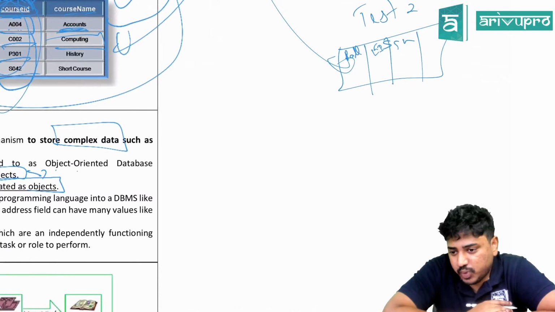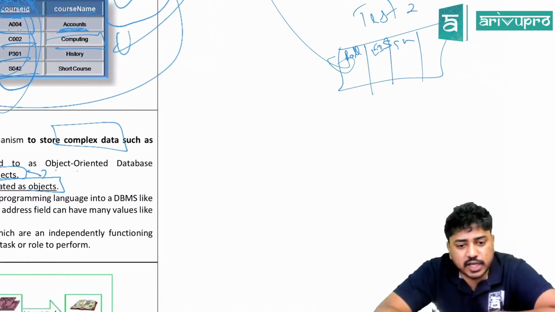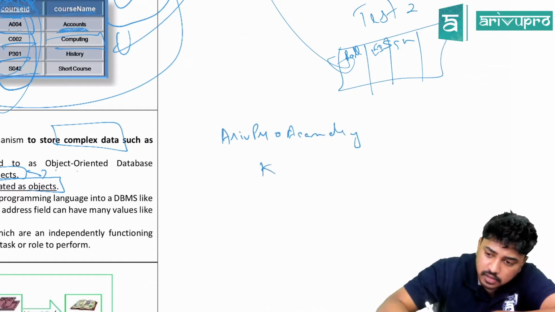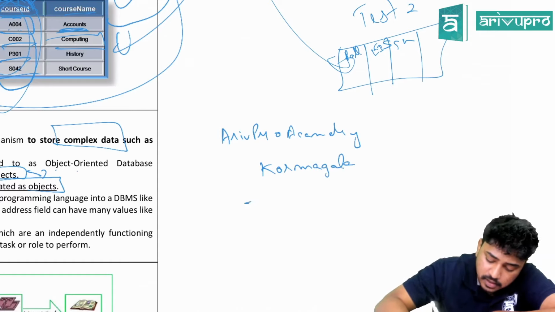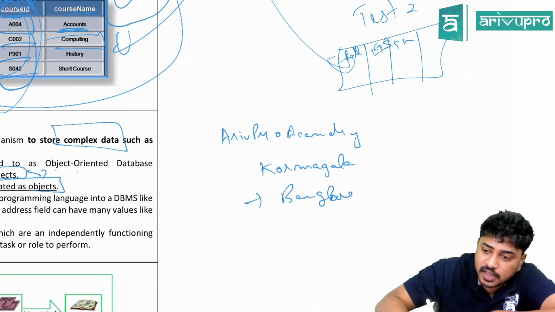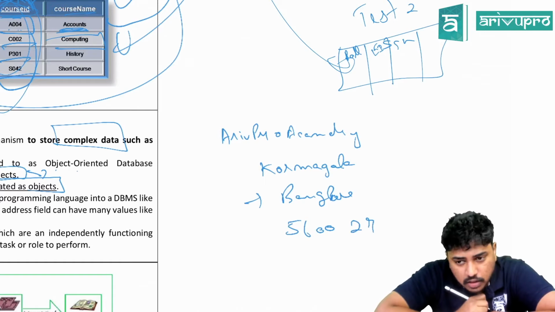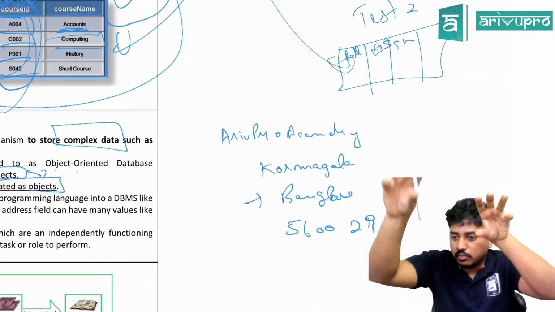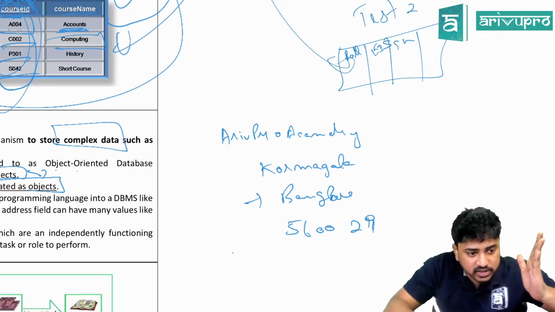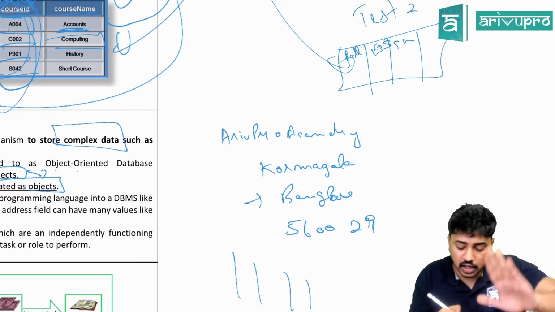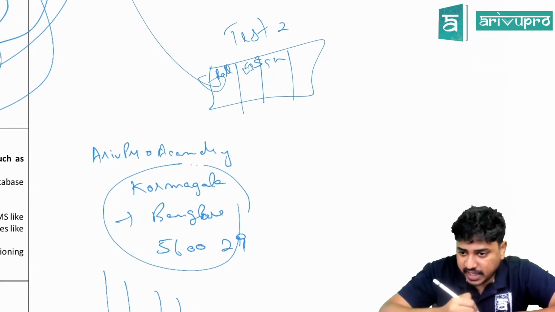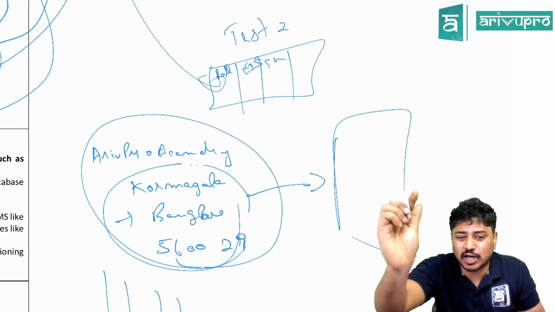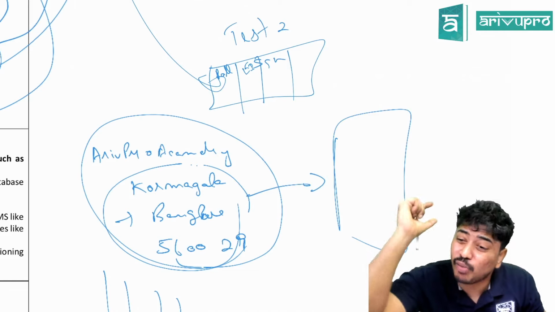Now, let me give an example. Listen very carefully. What is your address? If I have to say address, we'll say ArivuPro Academy. Where is it? It's in Koramangala, then Bangalore, then pin code 560029. Now, if I want to store this in the relational database, I would be storing ArivuPro Academy, Koramangala, Bangalore, 560029 separately. Each will have a separate definition. Yes, everyone? But in the object database, it will combine all these data and store it as one object or one data point itself.